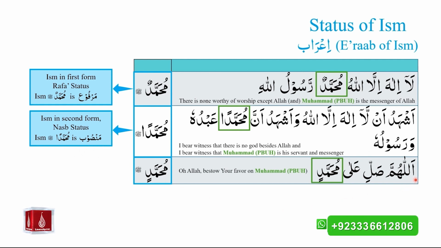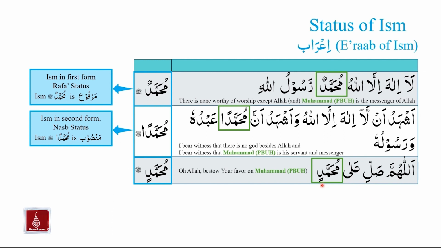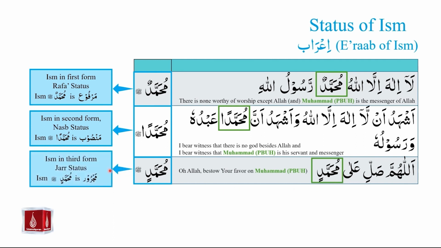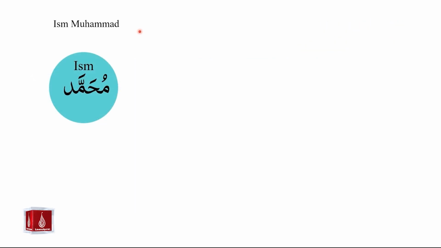In the third example, Allahumma salli ala Muhammadin. In this example, Ism Muhammadin is used in its third form or jar status. Ism Muhammadin is majroor. Let us apply what we have learned to practice.